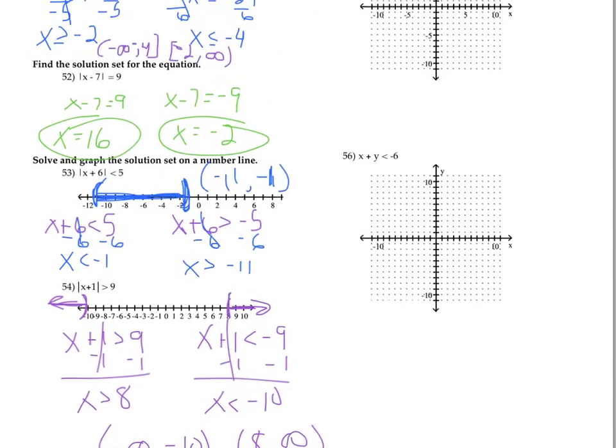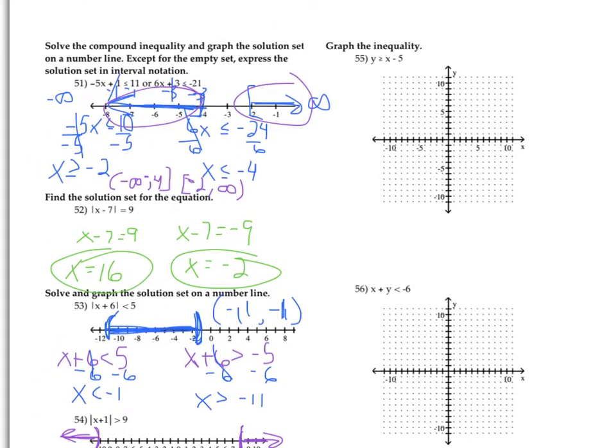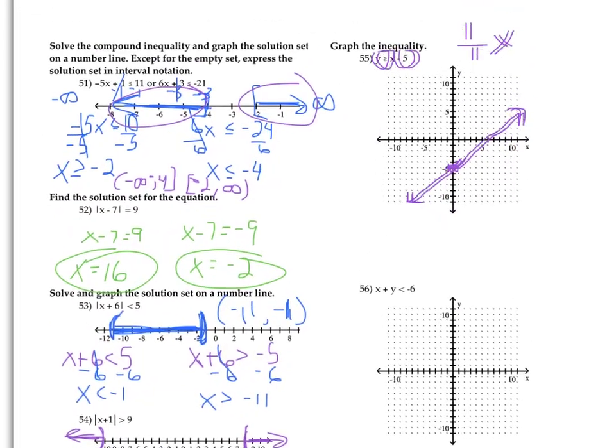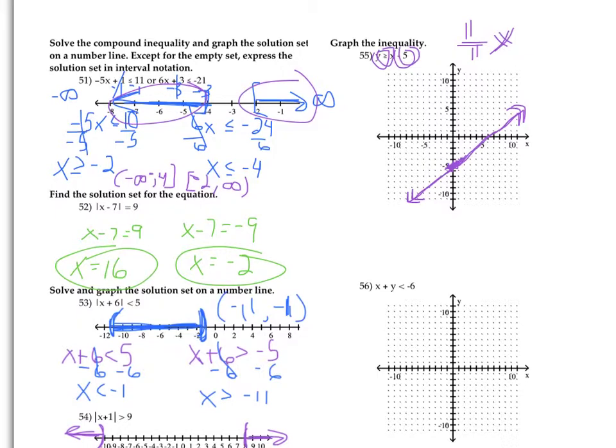And keep going. 55, graph the inequality. So we graph it like a line, where this is our y-intercept, and our slope would be what's in front of x, which would be 1. So we start at -5, we go up 1, right 1, so since it's equal to, that's a solid line, and it's greater than, so we want to shade above the line, oh whoops, greater than is this direction, so there's our answer there.